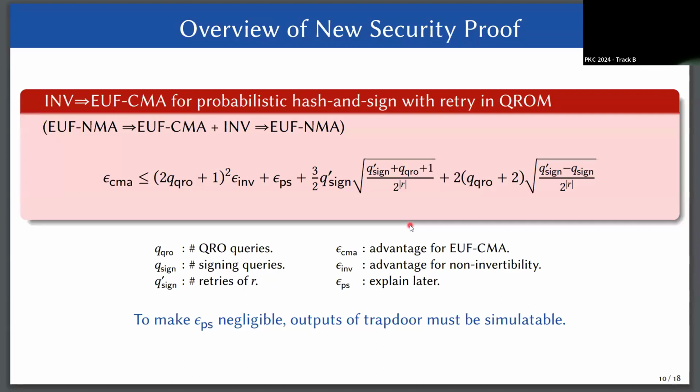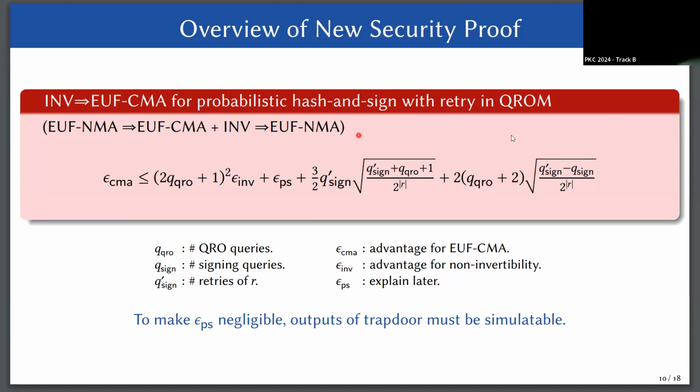This is the overview. This is a reduction from non-invertibility to EUF-CMA in the QROM. This reduction consists of two reductions. I'm going to talk about these two reductions separately in the following slides. And this is the security bound. The advantage for EUF-CMA is bounded by the advantage for non-invertibility. So if the trapdoor function is non-invertible, we can say that there is EUF-CMA security in the signature scheme.